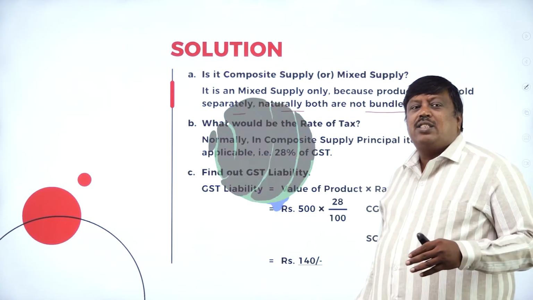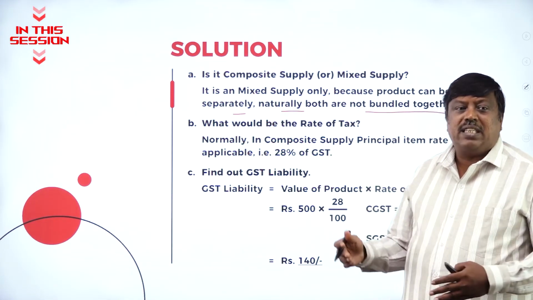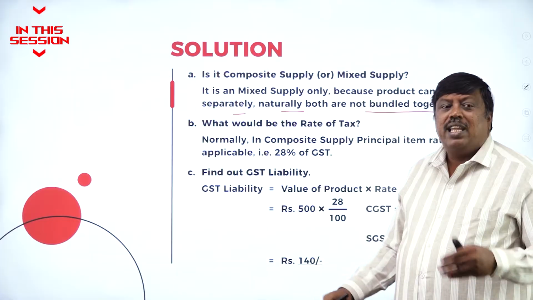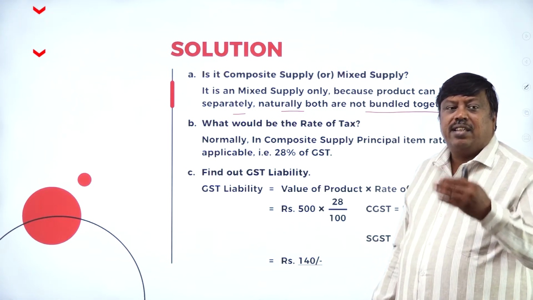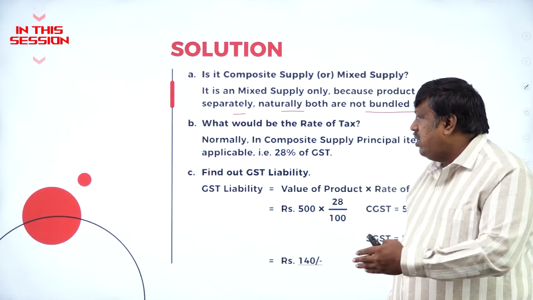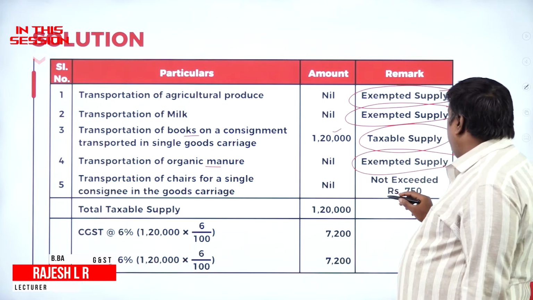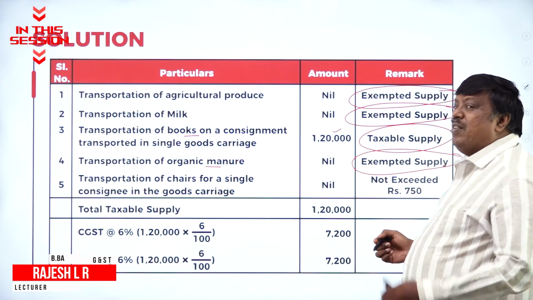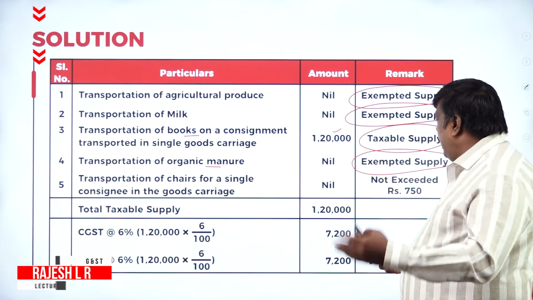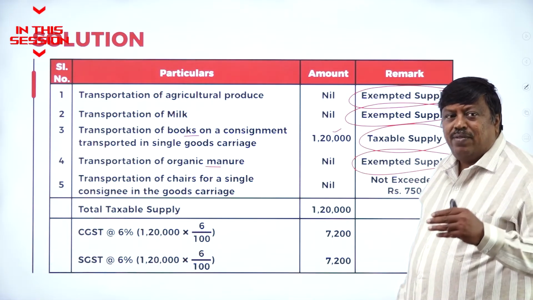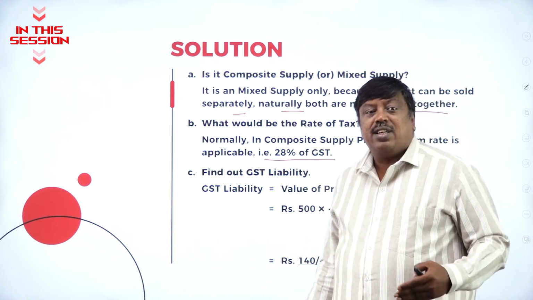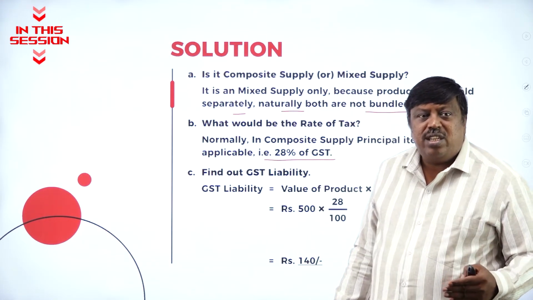The detergent is not bundled with the bucket here. Both will be kept separate. Even if I want, I can sell a detergent separate and the bucket separate here. Any transportation of goods by a goods transport agency for a single container of goods carriage, if it is less than 750, it is exempted. If it is above 750, it is taxable supply. Whenever it is an intra transaction, we have to calculate CGST as well as SGST.